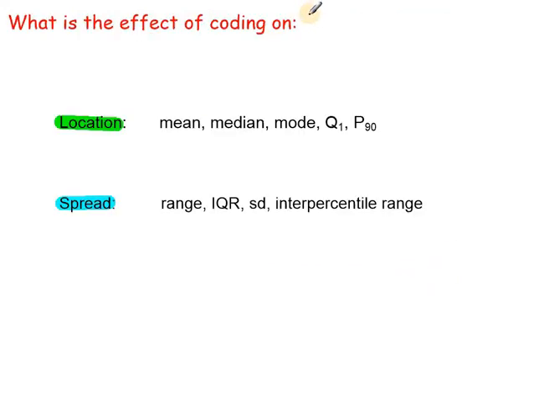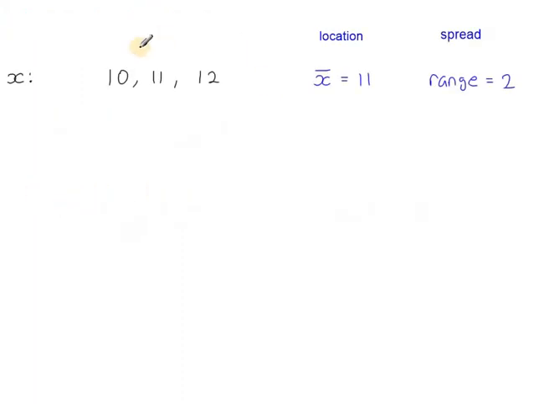We need to understand the effect of coding on measures of location and the measures of spread. And what we'll see is that the effect of coding on any of these measures of location is exactly the same, and the effect of coding on any measure of spread, irrespective of which one we're dealing with, is also the same. In this example we have 3 data values. This is the original data. I have a measure of location, I'm going to use the mean, and a measure of spread, I'm using the range. So the mean of these numbers is 11, and the range, the highest value minus the lowest one, is 2.